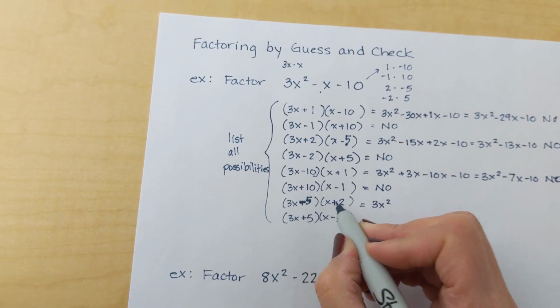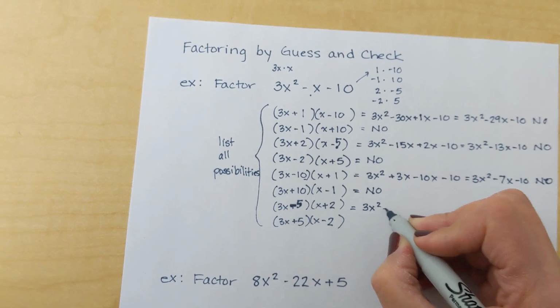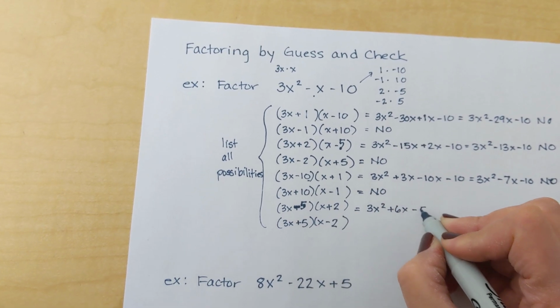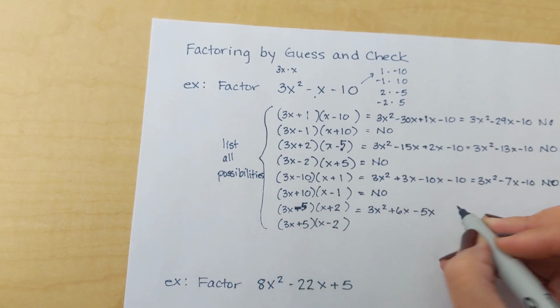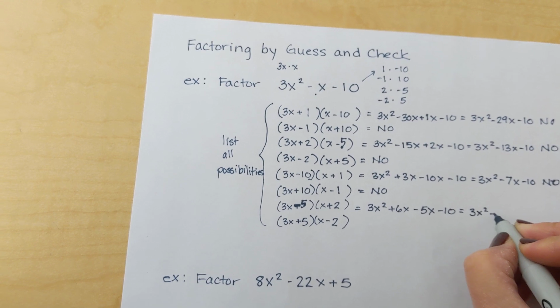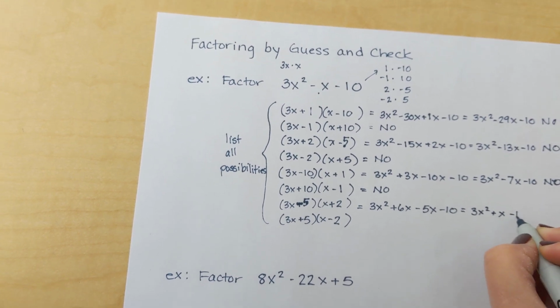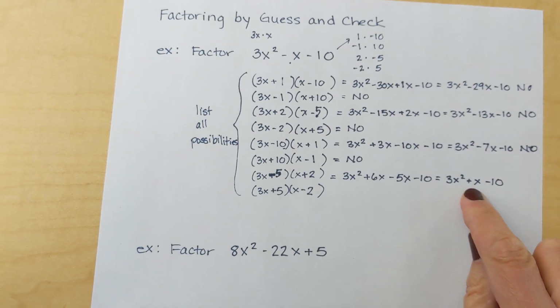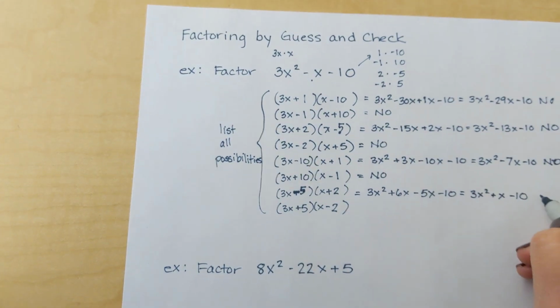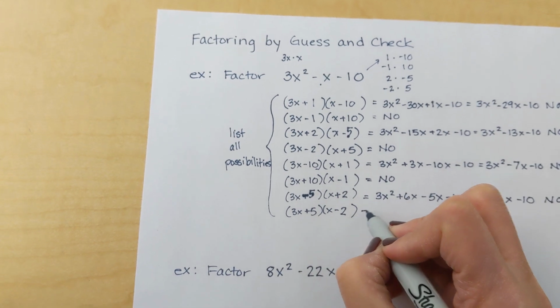So 3x squared, and then 3x times 2 is a plus 6x. Inside, negative 5 times an x, negative 5 times a 2, and so we have 3x squared plus x minus 10. We're getting closer. This is a positive x, but I want a negative x here. So while this isn't it, the last one has got to be it.